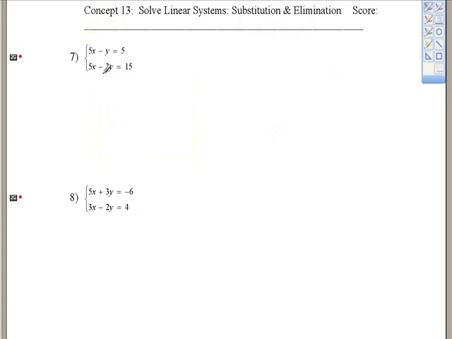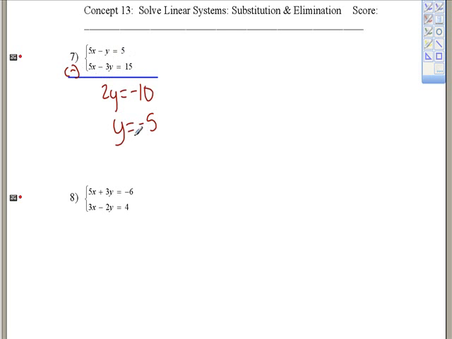So concept 13, linear systems, it says basically solve. So on question 7, how do you want to begin? I think everybody probably did the same thing. Yeah, just subtract the equations. 5x minus 5x zeros out. -1y minus a -3y should be what? 2y equals, and then 5 minus 15 should be -10. So y turns out to be -5.